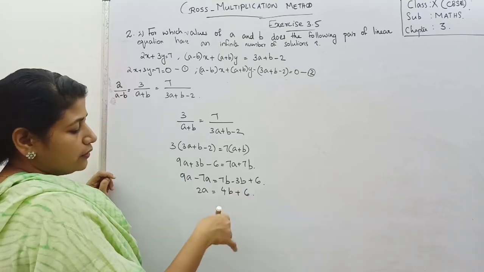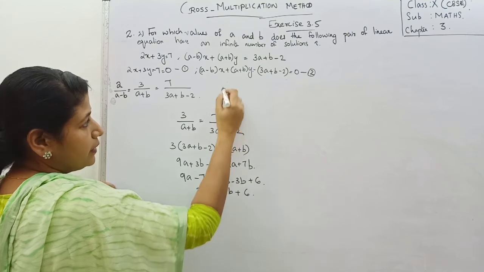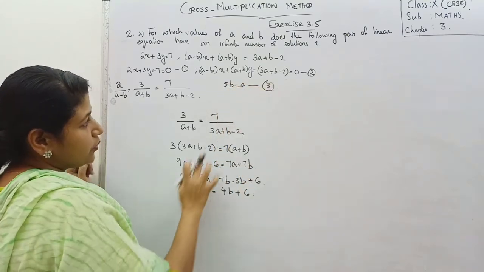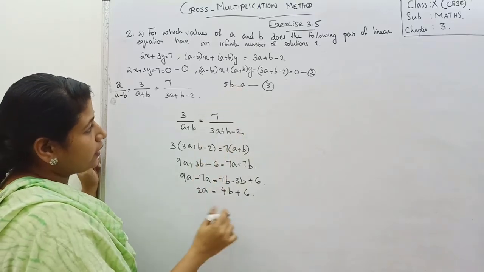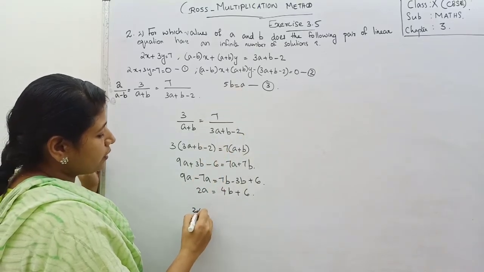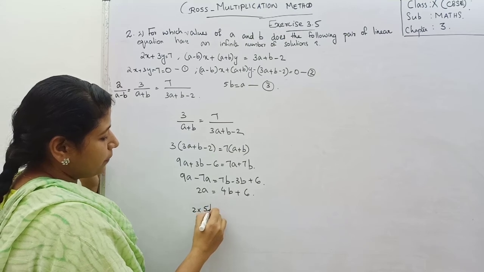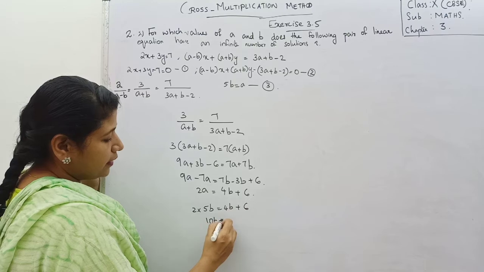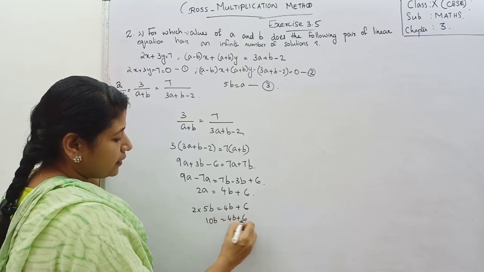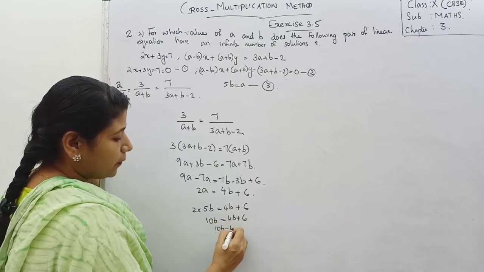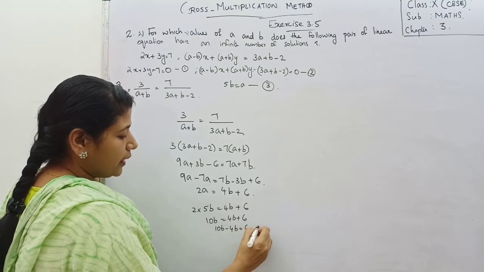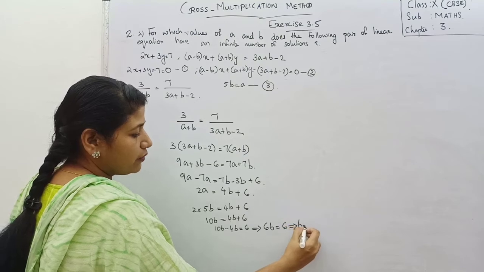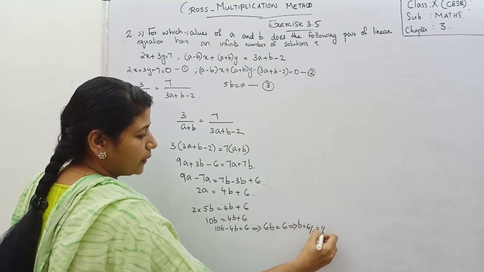We have already found a relation between a and b. That means 5b equal to a. This was our third equation. So we can substitute a equal to 5b in this one. So we will get 2 into 5b, instead of a, equal to 4b plus 6. 2 into 5 is 10b equal to 4b plus 6. 10b minus 4b equal to 6. 10 minus 4 is 6. 6b equal to 6. So we can write b equal to 6 by 6, which is equal to 1.